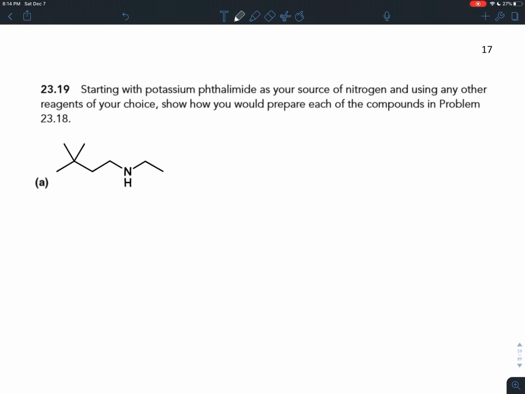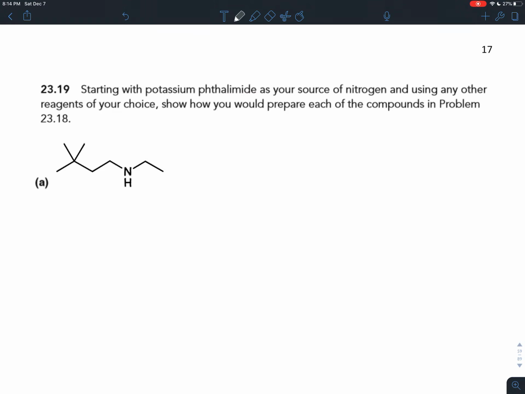In exercise 2319, we're going to make the same amines that we made in the last video. But the difference is, we're not just going to use reductive amination. In the first step, we're going to do the Gabriel synthesis. So we'll start with phthalimide.